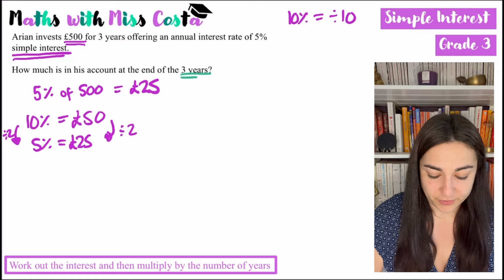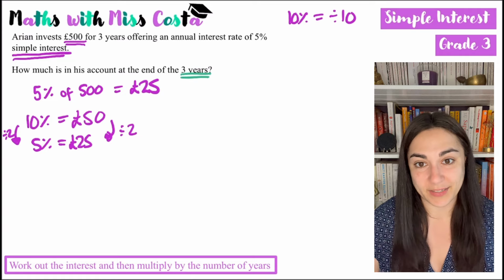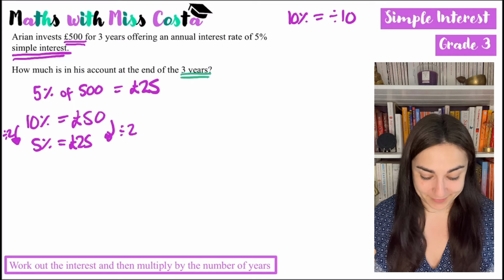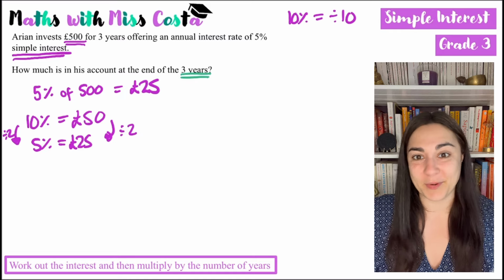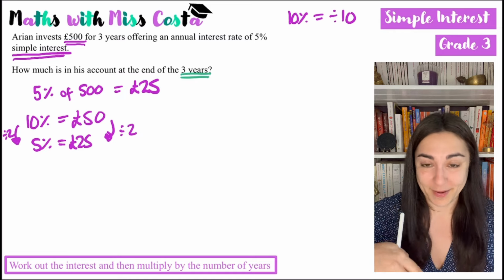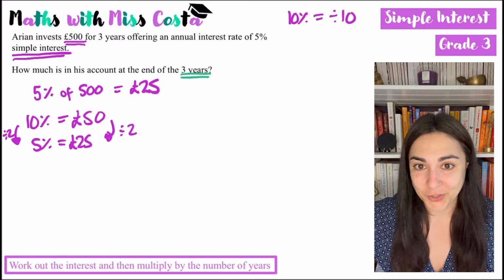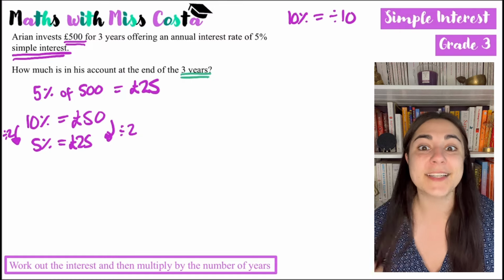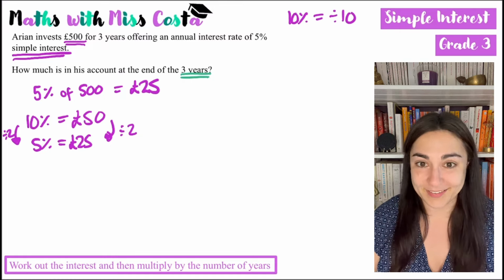And with simple interest, all that happens is that initial interest that you get paid on year 1, you get paid forever. So if you had a simple interest of £25 and you invested that money for 40 years, each year you'd only be getting £25, whereas with compound interest, it would be compounding. So you'd be getting 5% of the new value, and then the new value, and the new value. So simple interest is not a great investment choice. But Arian decided to make that investment.